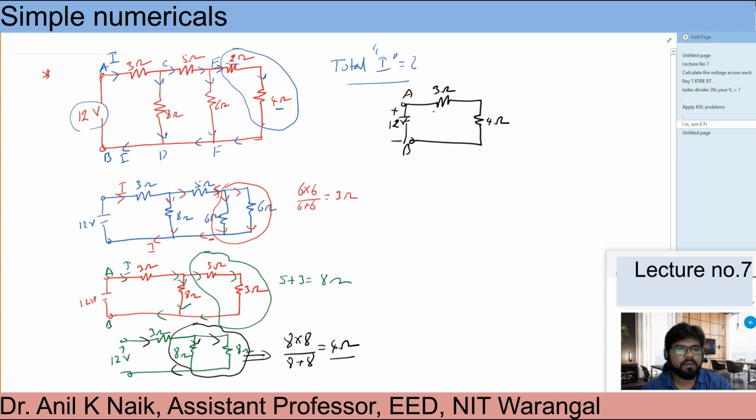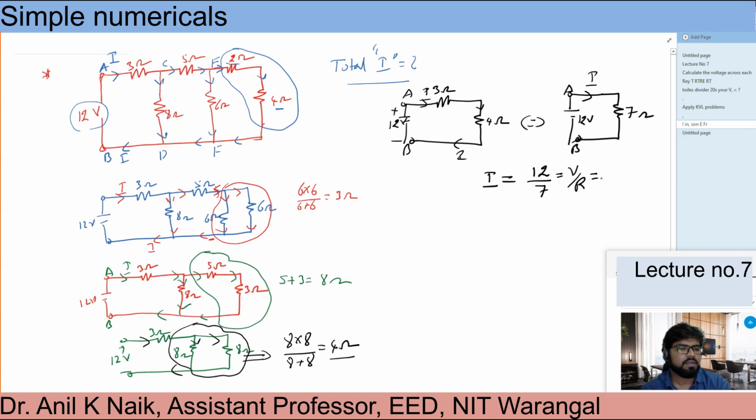Once you see again, this is the current I, the same current going. So this also can be represented here as a single resistance, that is 3 plus 4, 7 ohms. And this is my AB terminal here, and my 12 volts battery is there, and this is my current I. Now what is the total current I? It is nothing but 12 volts by resistance, that is V by R I am writing. So this is my current. So this will come to nearly 1.714 amperes.